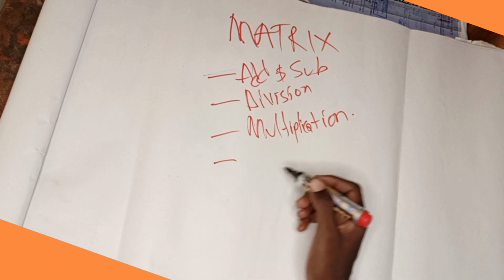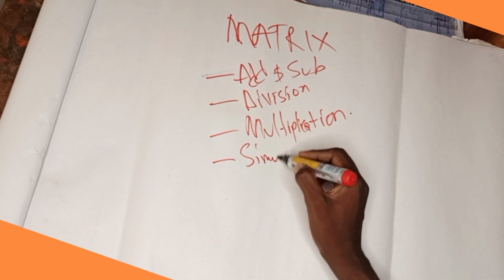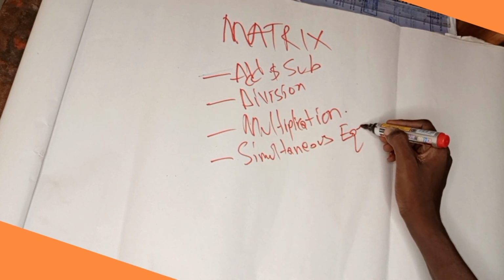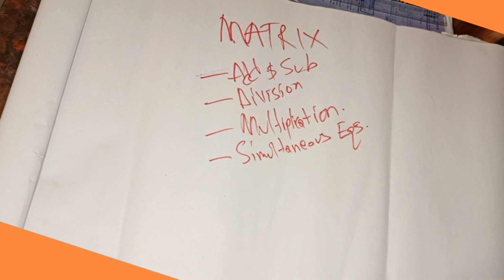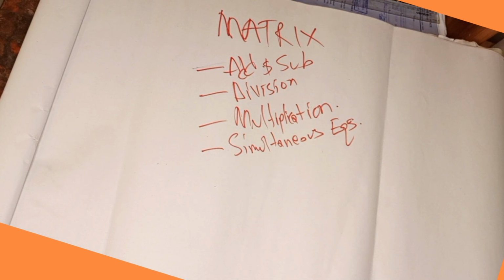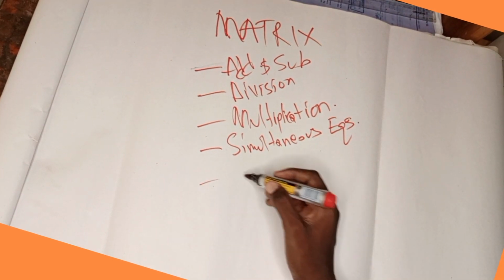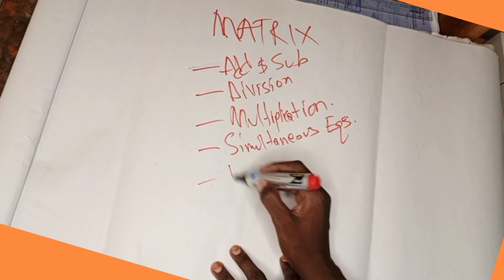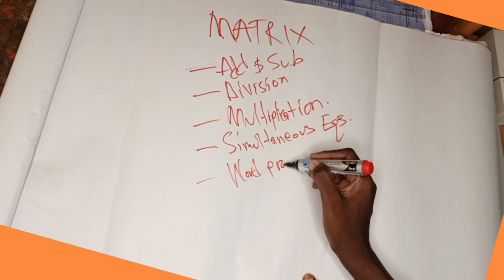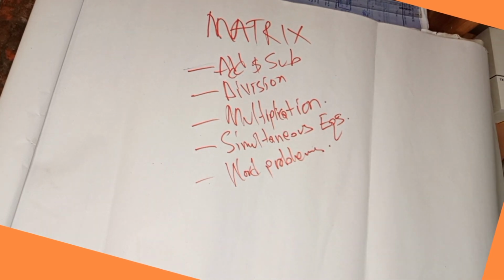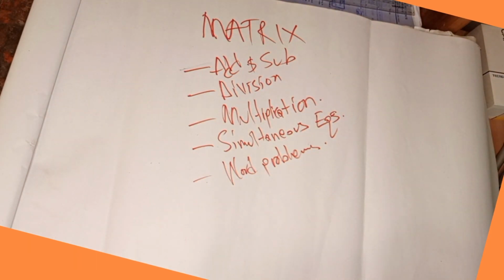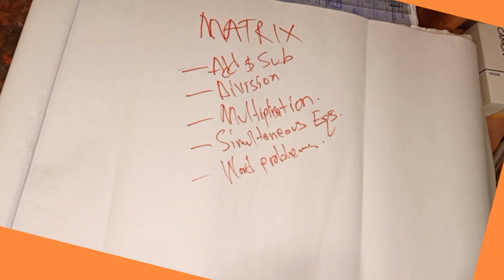When we learn about multiplication of matrix, what do we need again? We need to learn how to solve simultaneous equations using the matrix method. Then we will learn how to do word problems with matrix. If they bring a question in the form of word problems, how can you solve those problems? There are so many things under matrix, but these are the few things we can consider, and we try to give you the basics of matrix.